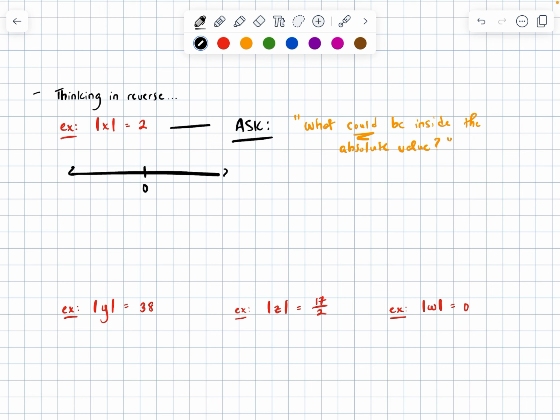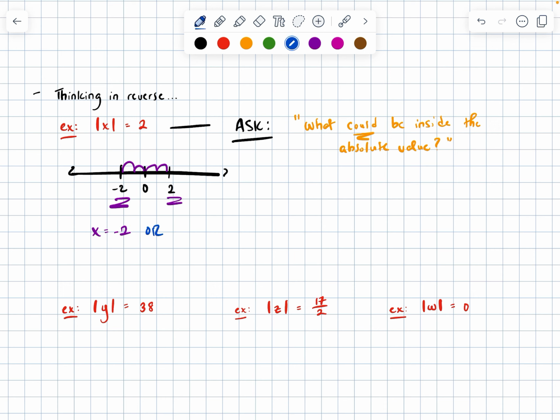Well, if I think on the number line, what I'm asking for is what things are 2 units away from 0? Well, I have 2 options. I could go to the right, and if I do that, counting 2 to the right would get me to 2. So there's one option. But if I counted 2 to the left, if I take the absolute value of -2, would I still get 2? Well, yeah. So I've got 2 options here.